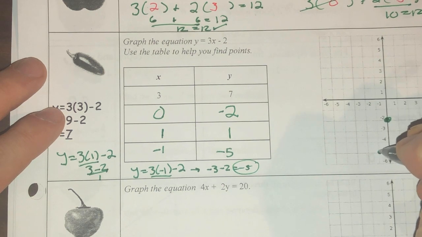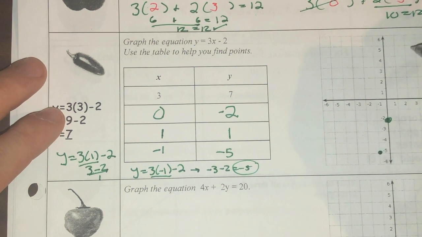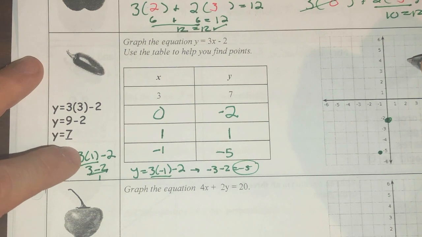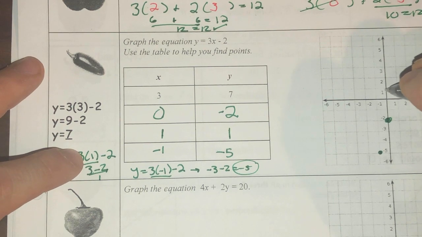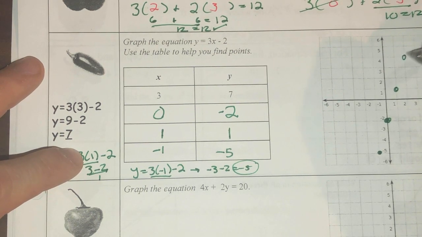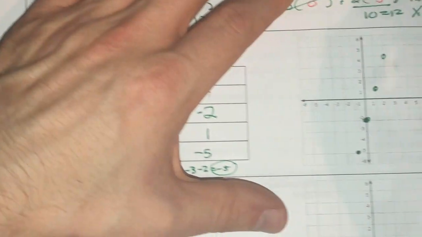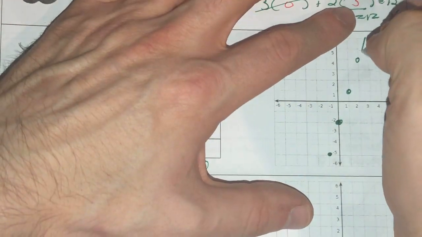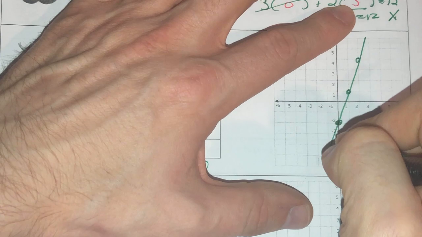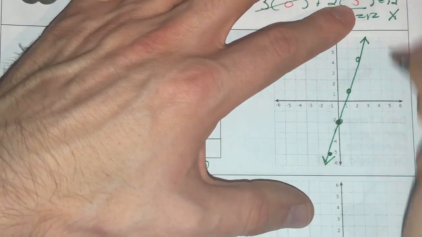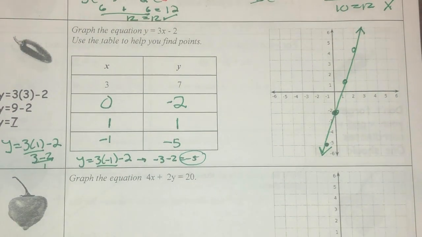I get negative 1, negative 5. I get, let's see, 1, 2, 3, 1. And so what we see is one of the consequences of this is that we can see that the slope is up 1 over 1. And so the idea is to give you a sense of thinking about plugging in.